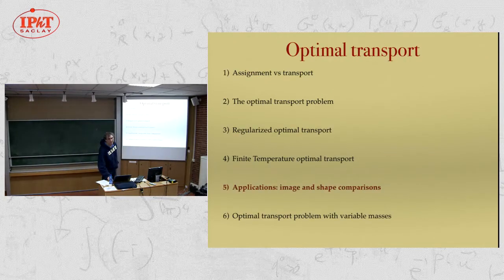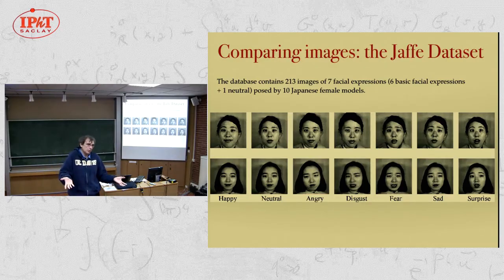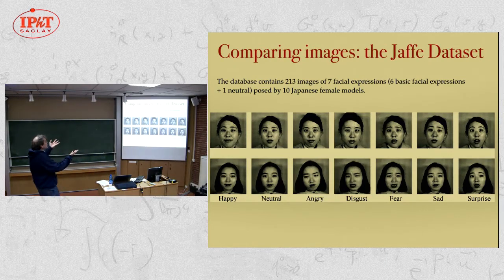Let me show you some applications. First thing we did, because there is a lot of interest in the machine learning community, let's look at what machine learning really likes to work on: computer vision, comparing images. So I took a database of 200 images that relates to 10 Japanese females, and pictures have been taken of each of them when they express different emotions, laughing, being angry. And you have this set of images.